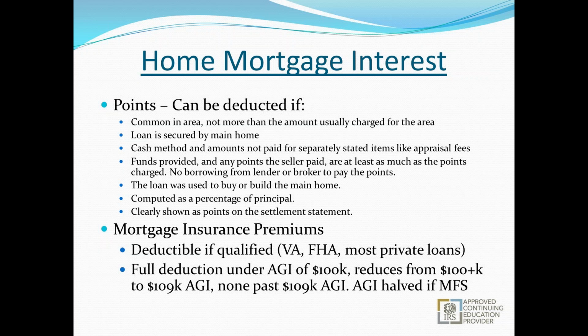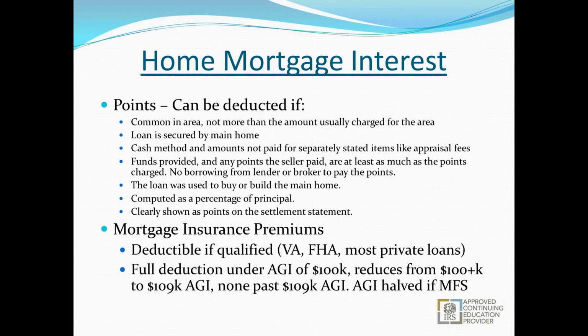And the amounts, the second part's the most important, is the amounts cannot be paid for separately stated items like appraisal fees. They can't have you pay points off of the mortgage to satisfy things like paying your realtor or paying engineers to give you a thumbs up on the house. It has to be towards the actual ownership of the house, go towards that principal balance of the mortgage.